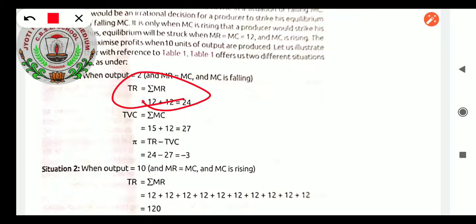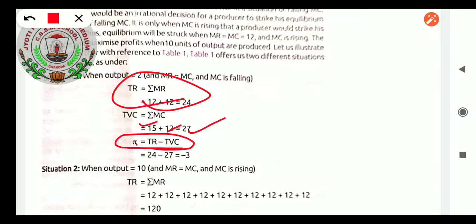Now, total variable cost equals the sum of marginal cost. When we see the marginal cost in the first unit it was 15, and in the second case it was 12. 15 plus 12 is 27. The formula of profit, I already explained to you, equals total revenue minus total cost. Students, when we apply that formula, total revenue minus total variable cost: the total revenue generated is 24 and the total variable cost is 27. So we are getting a loss in the second unit case.